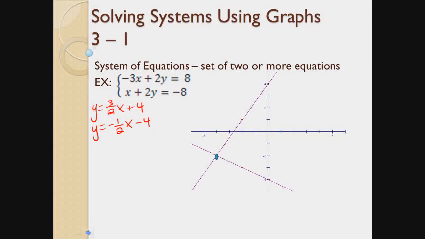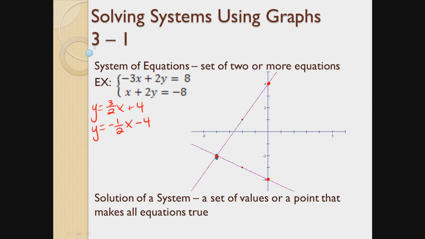Here's what the graphs would look like. The first equation would start at 4 on the y-axis, and you could go up 3 and to the right 2, or down 3 and left 2. The second equation would start at negative 4 on the y-axis, and would go up 1 and to the left 2, or down 1 and to the right 2. The two lines intersect at this point.